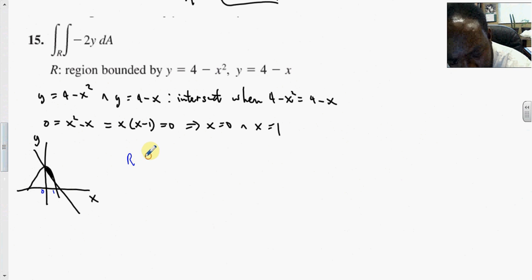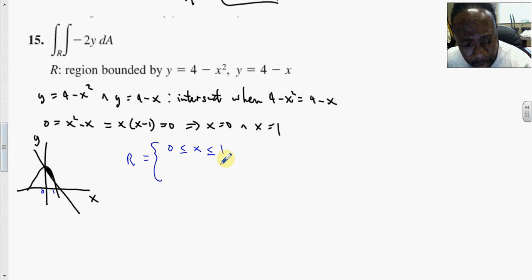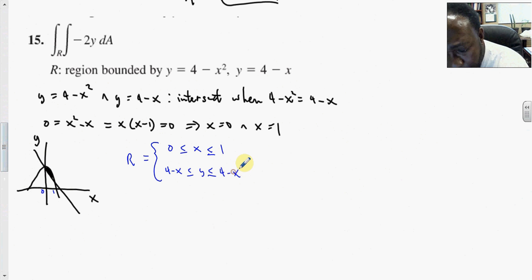So our region is x is bounded below by 0 and above by 1, and then y is bounded below by that line 4 minus x, and above by the curve. See, the curve is on top of the line, so this is 4 minus x squared.